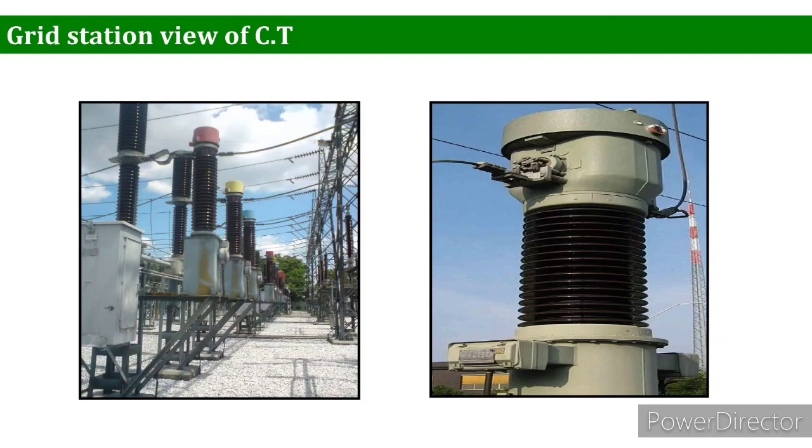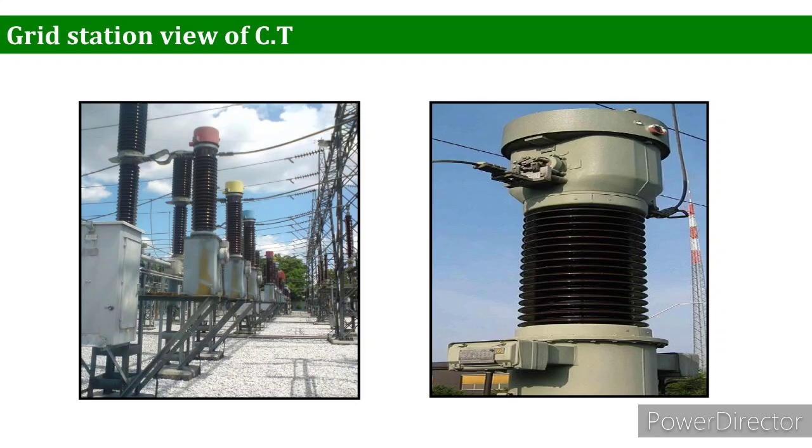It is important to know how CTs look on the grid station. On the left hand side you can see the long bars which depict the CT. The outer part is basically the porcelain insulation that protects it from external hazards or external leaks.